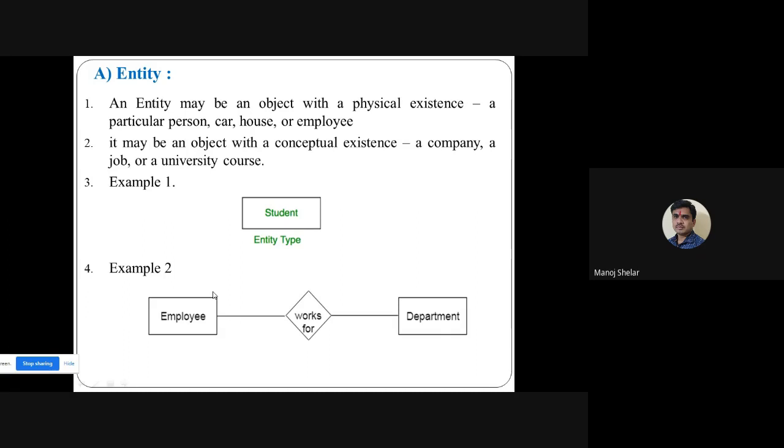Suppose some attributes of the employee are employee ID, employee name, employee department, employee salary, and employee address. These are the attributes of the employee entity. For the department entity, some attributes are department ID and department name. For the student entity, some attributes are roll number, name, address, email ID, and mobile number. These are some attributes of the student entity. I think this concept is clear. In an entity relationship diagram, entity is the main part. I think all of you know this entity. Simple.